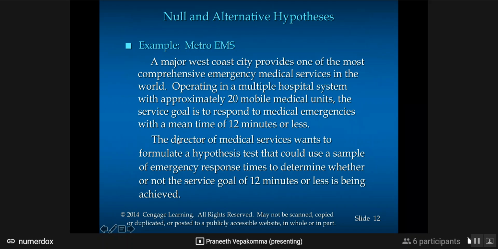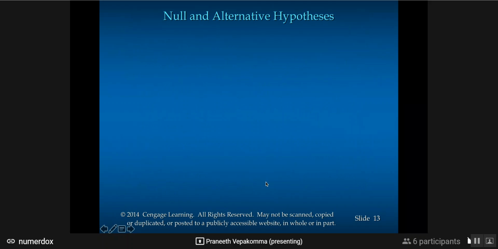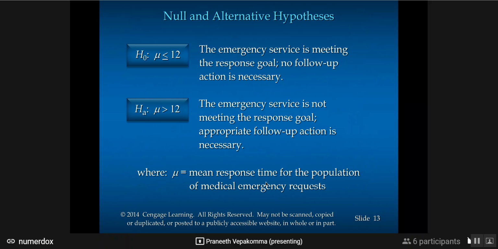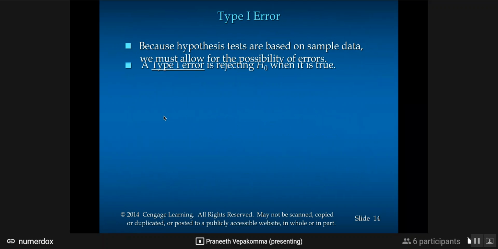So the director of the medical services wants to formulate a hypothesis test that could use a sample of emergency response times to determine whether or not the service goal of 12 minutes or less is being achieved. So this is a typical hypothesis testing question, right? This is a one-tailed hypothesis, upper tail, because your alternate is greater than. So you want to test less than or equal to 12 as the null. If you have enough evidence to reject that, it means it is greater than, so you reject it in favor of the alternate. Now, what are the kinds of errors that you can make?